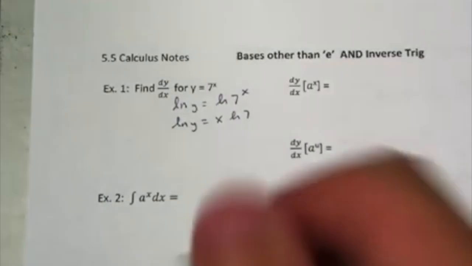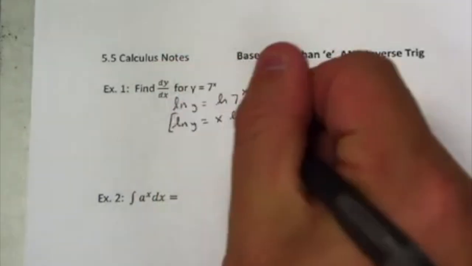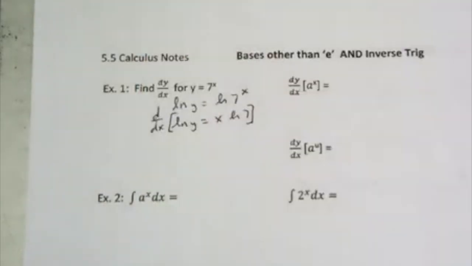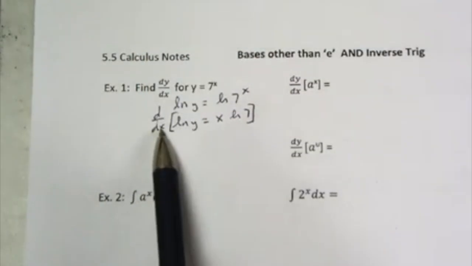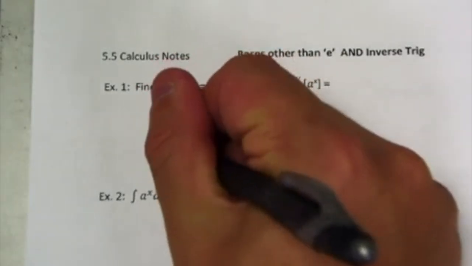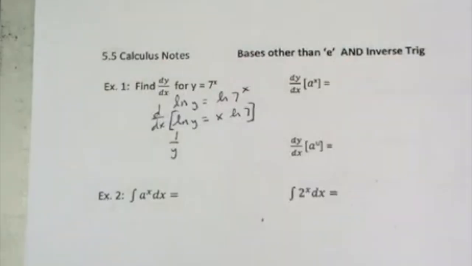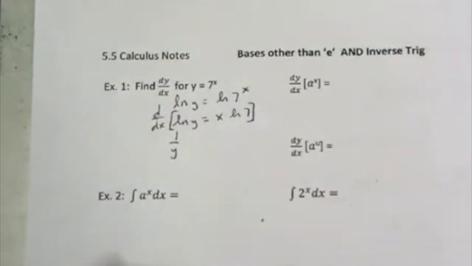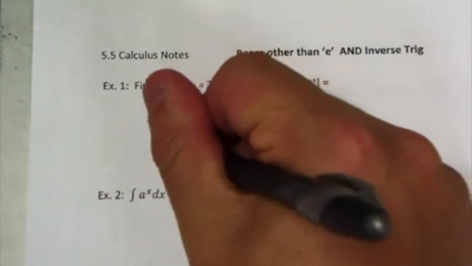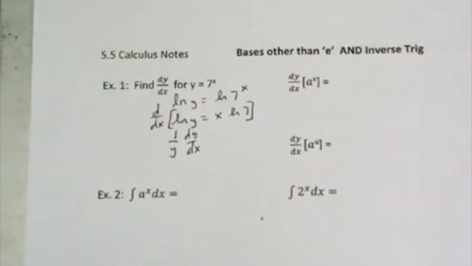And now I can go ahead and differentiate both sides of this equation. I'm going to differentiate with respect to x. So when I differentiate the natural log of y with respect to x, well, the derivative of the natural log of y is 1 over y. But remember implicit differentiation. It's been a while since we've done that, but anytime you differentiate a y term with respect to x, you differentiate it, and then you put dy dx. So that's the left side.